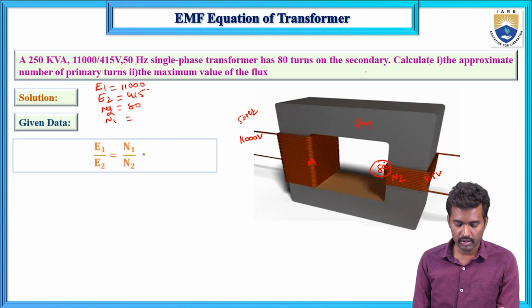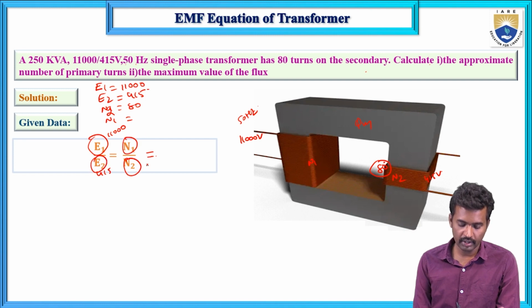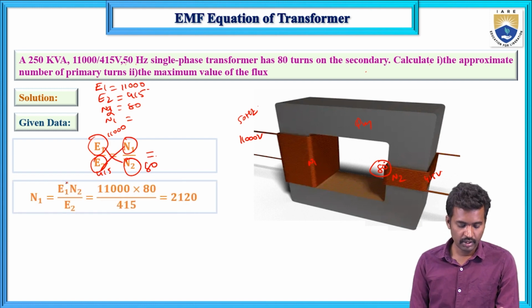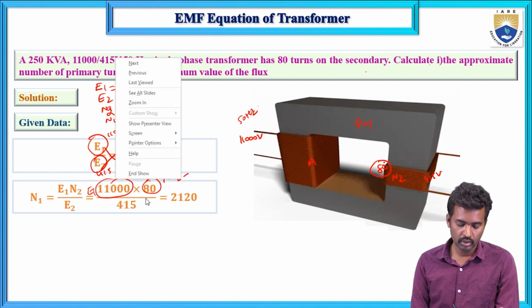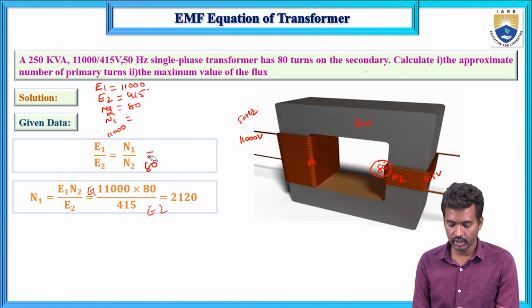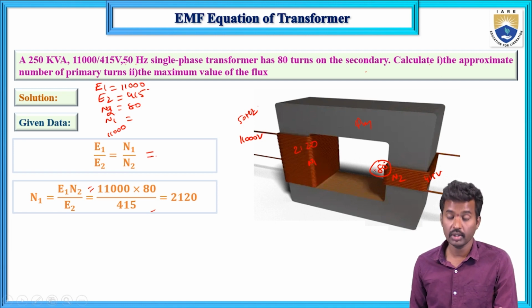So now there are formulas here. This equals 11,000 divided by 415, and this N1 you calculate, and N2 is 80. So if you cross multiply here, E1 into N1 equals, this is the E1, 11,000, and N2 and this E2. N1 equals 2120. Here, 80 number of turns only.